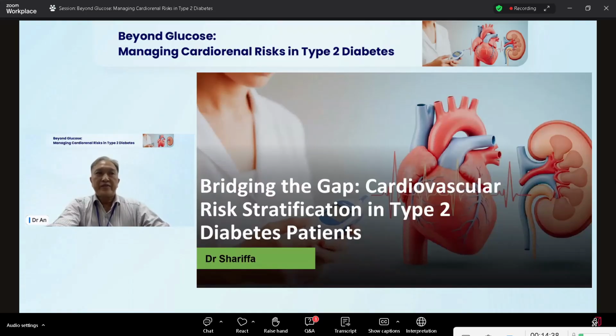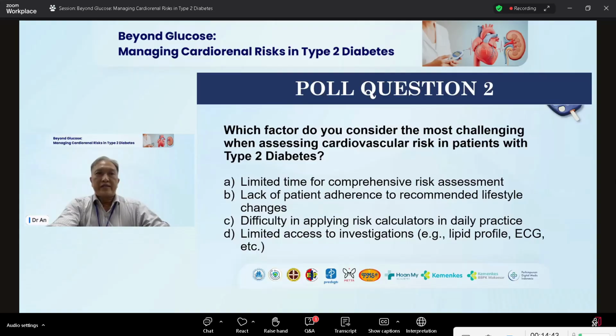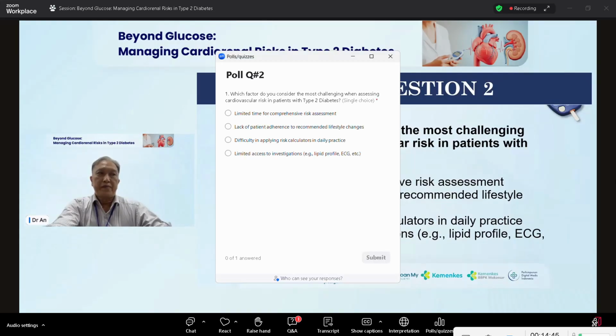Which factor do you consider the most challenge when assessing cardiovascular risk in patients with type 2 diabetes? You can select the option. We have only one single choice. I remind all of you.